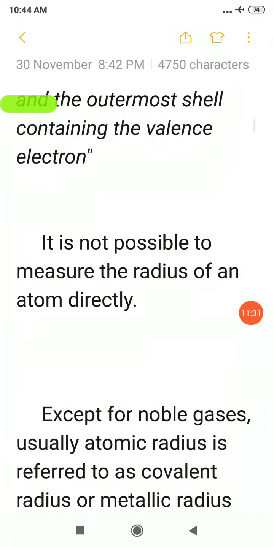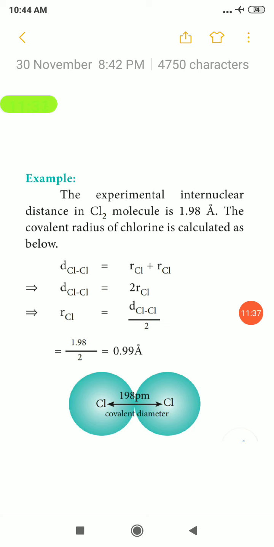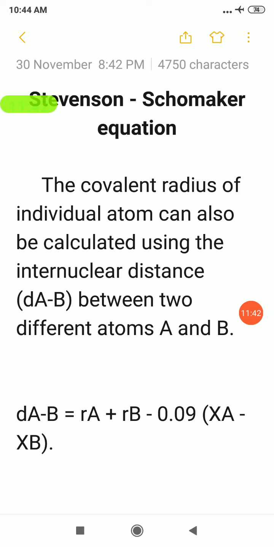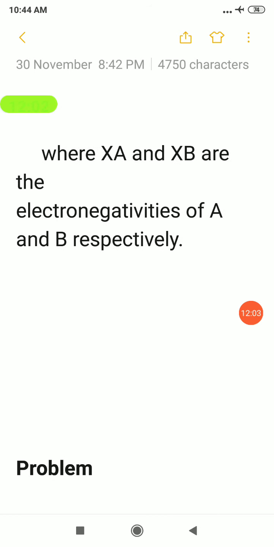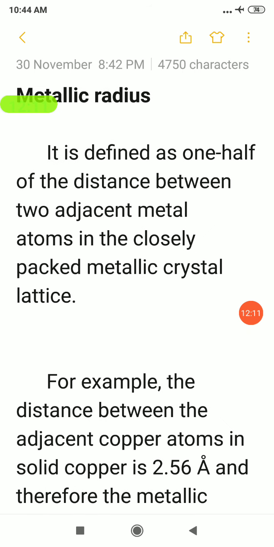So in this video, what are the things we have seen? We have seen what is atomic radius, what is covalent radius, how to measure the covalent radius for a homodiatomic molecule, and how to measure the covalent radii for a heterodiatomic molecule. In the case of a heterodiatomic molecule, the atomic radius can be calculated using the Stevenson-Schomaker equation. What is the equation? DAB is equal to RA plus RB minus 0.09 into XA minus XB. Here XA and XB are the electronegativities of atoms A and B respectively. Then by using this equation, we have seen a problem. Then we saw what is metallic radius.